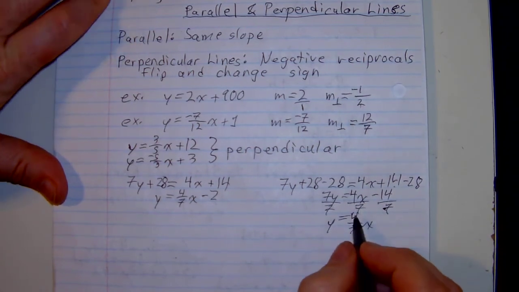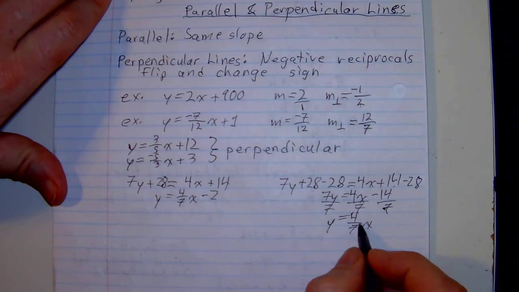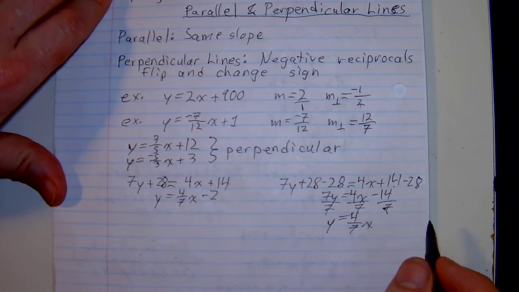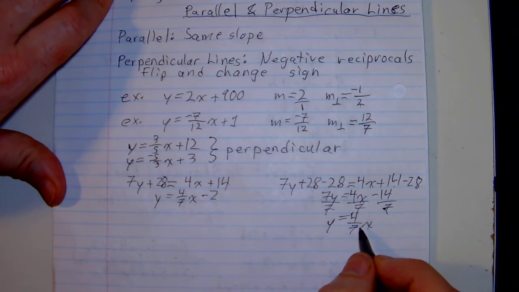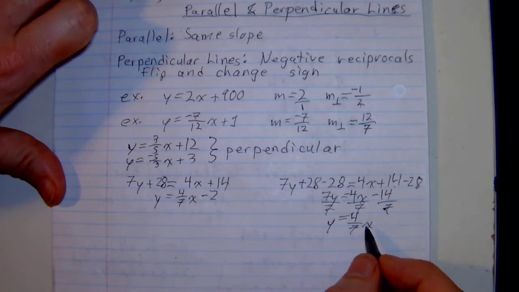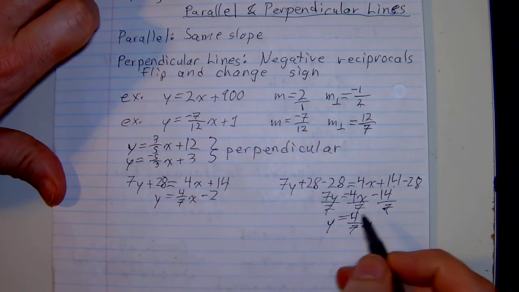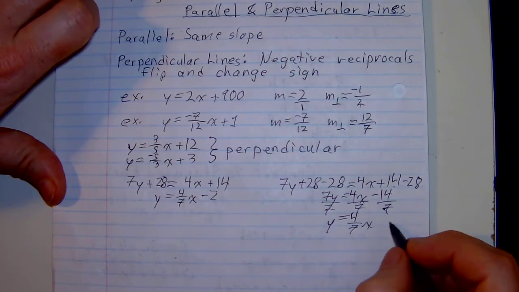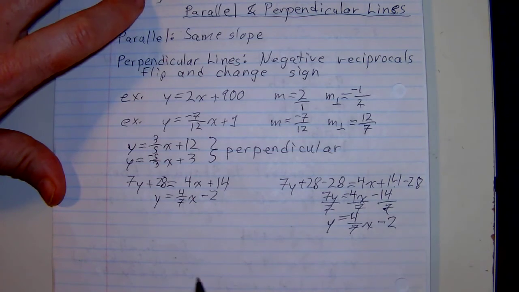And I want to emphasize this. A lot of people will try to turn this into a decimal. We don't like decimals. We like fractions. Changing this to a decimal will get you an infinitely long decimal. It'll mean you have to round it, you'll lose accuracy, and you'll make your calculations harder. So just leave it as a fraction, make your life easier. 14 divided by 7 is 2, so we get minus 2.